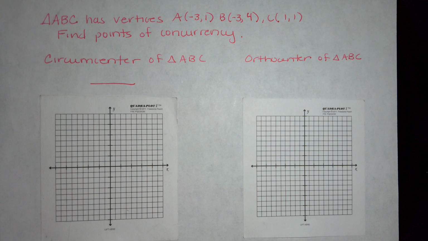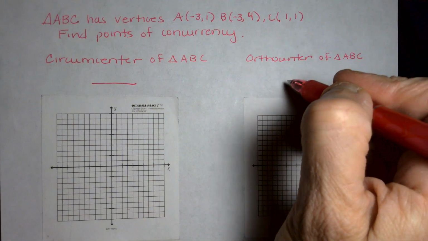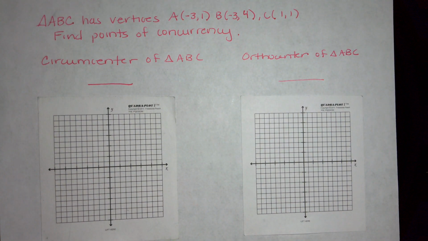Could you do this right now? Pause the video. I gave you triangle ABC, vertices. I want you to find the points of concurrency: the circumcenter of ABC and the orthocenter of ABC, and then tell me that coordinate. I'm going to work through it, but I need you to pause the video and then come back to it.